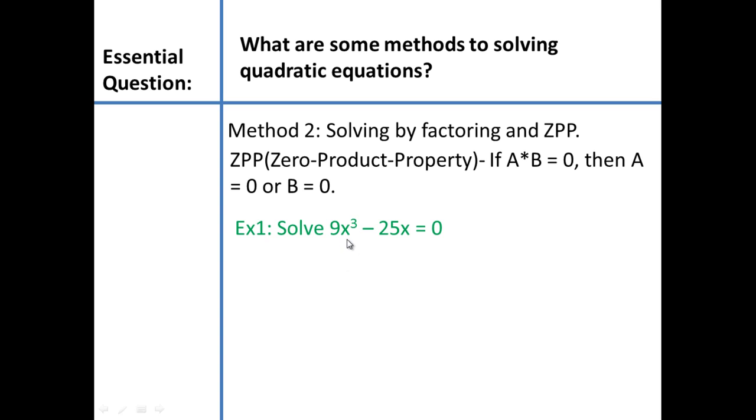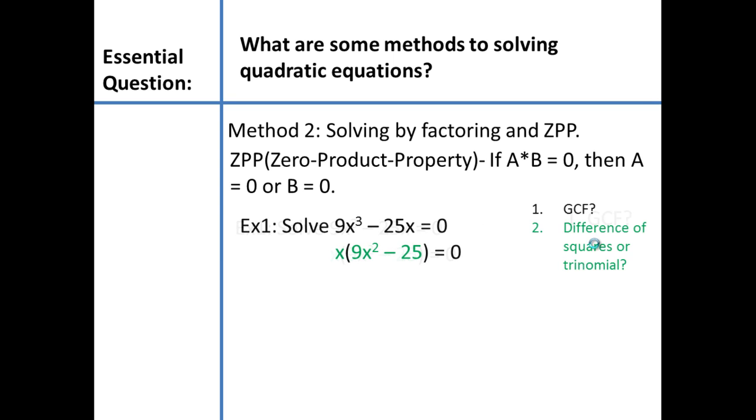Now, here we have our final example. We need to solve 9x cubed minus 25x equals 0. Remember, we're using factoring and zero product property. Our ultimate goal is to have our expression factored so we can use ZPP. So you need to follow these three steps. First, determine if you have a GCF. Here, our GCF is x. That's the only thing we can factor out. When we factor out x, we will have 9x squared minus 25.